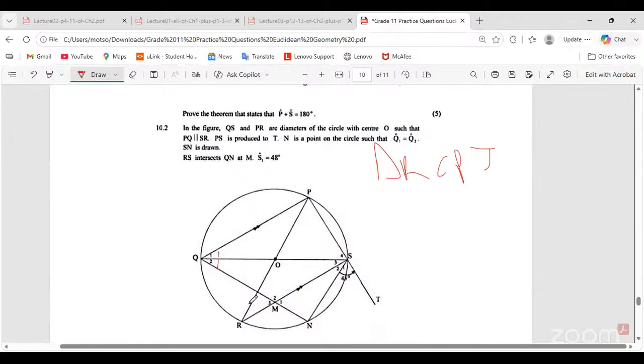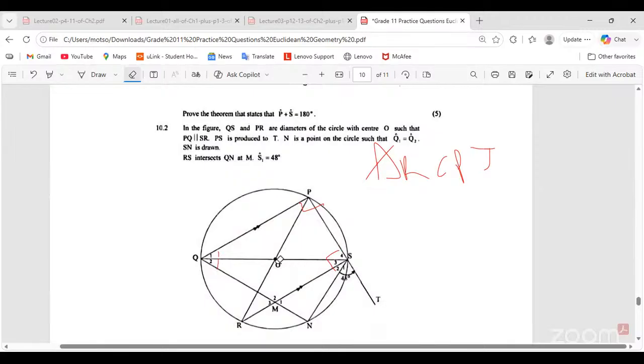Now, using the circle properties, the diameter, we know that this is the diameter. Now this diameter subtends this angle. This angle is 90 degrees. And this is the diameter. It subtends this angle. This angle here is 90 degrees, right? Yes.